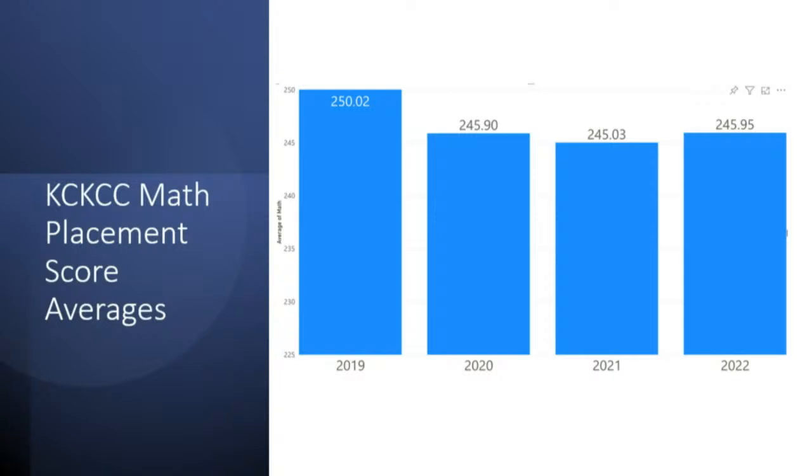So you can see, like we've mentioned before, that math placement scores are continuing to drop compared to previous levels. Even going into 2022, we're on average 5 points lower than they were in 2019, which suggests that we're going to have more students that are going to need developmental courses and not be able to place at that. So that's going to put an impact on those things.